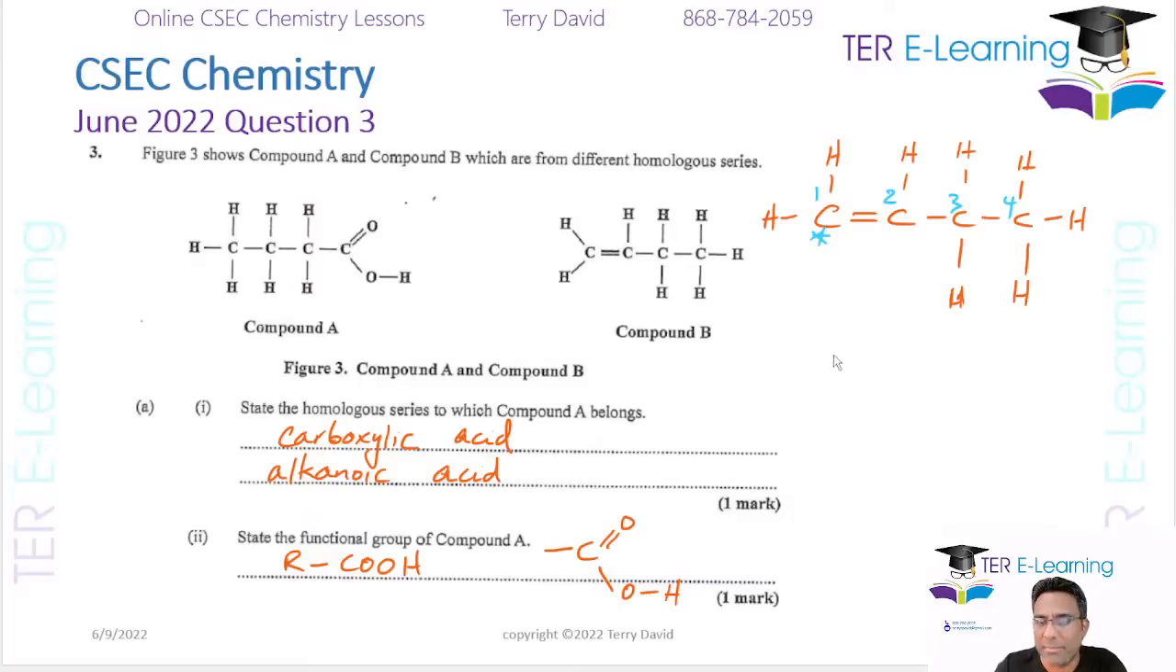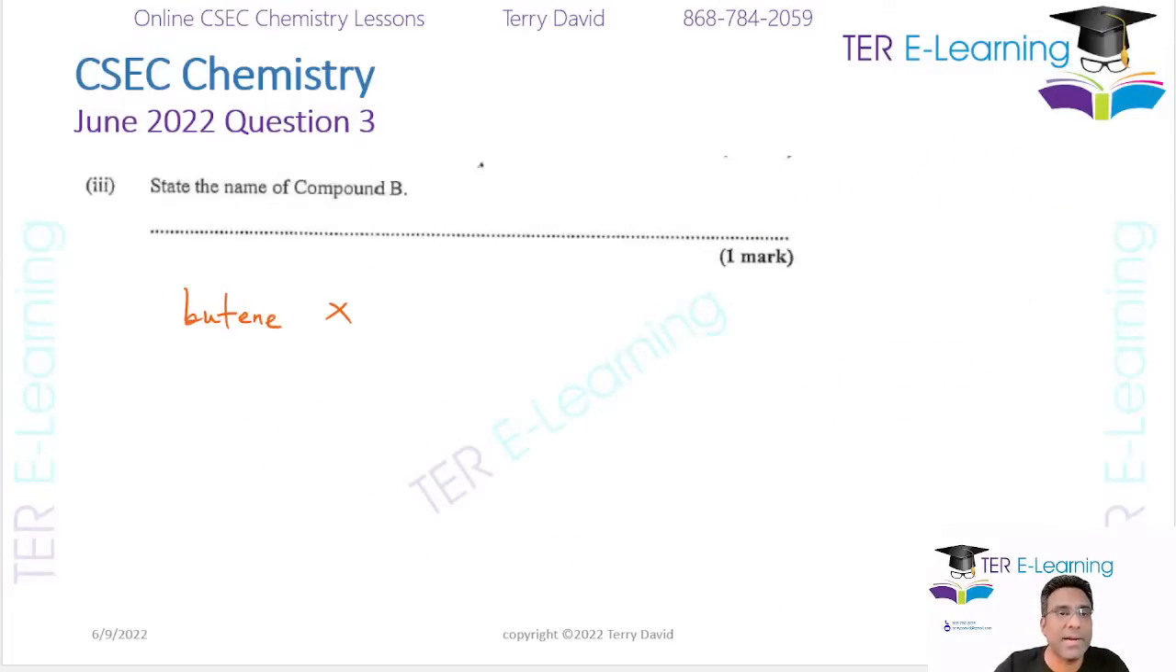So the name of this compound here is going to be 1-butene, or it's going to be called but-1-ene. That's the name that they want, right? So the answer for this part here is 1-butene, right? Or but-1-ene. That's the name of that compound.